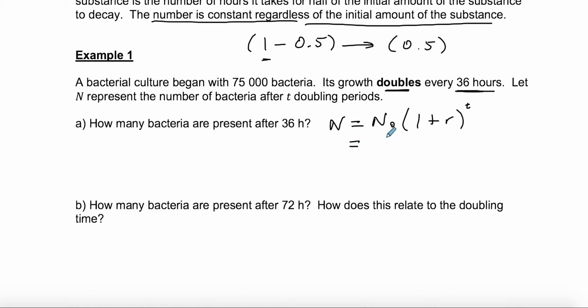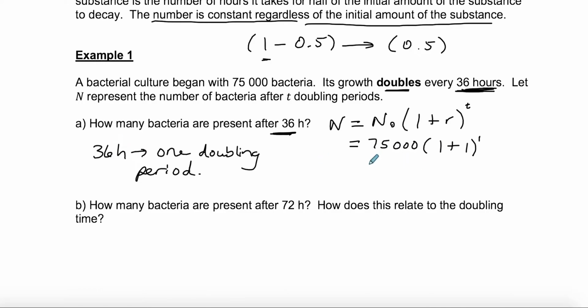What we do know is that our initial amount, the little subscript of 0, we started with 75,000 bacteria, and we know that it went up by 100% because we are talking about doubling, so we would do 1 plus 1. Then our exponent: if it doubles every 36 hours, how many bacteria would be present after 36 hours? Be careful there. That means that the exponent would be 1. So 1 cycle is what we would have, 1 doubling period. We just have to be careful with exponents.